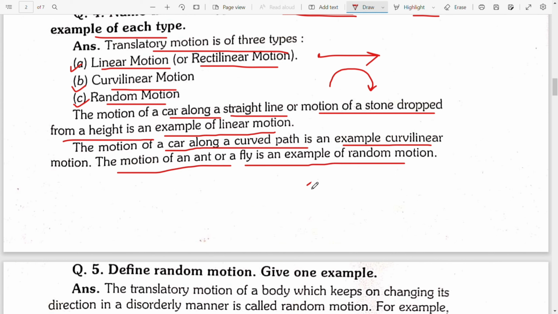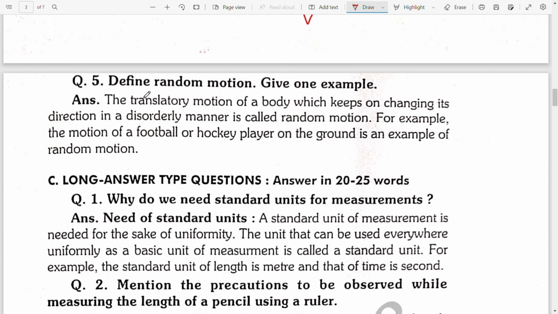आपने एंट का मोशन देखा है? कभी वो इधर जाती है, कभी उधर जाती है, कभी इधर जाती है, ऐसे. ये मोशन किस टाइप का मोशन है बच्चे? इट इज रैंडम मोशन. नाउ क्वेश्चन नंबर 5.